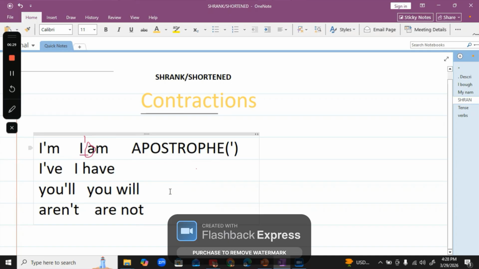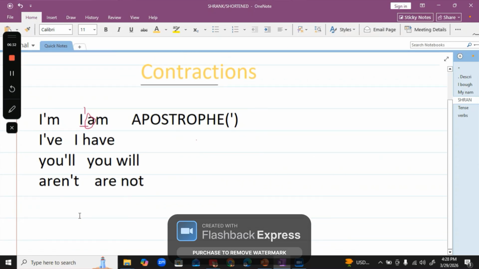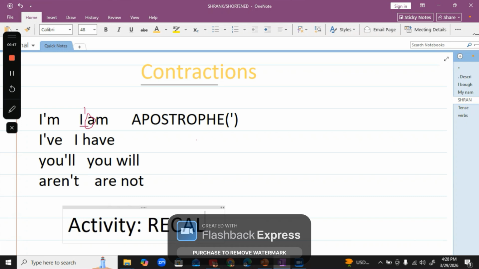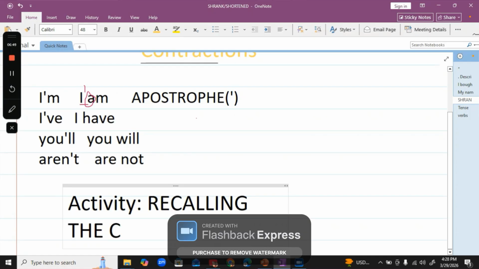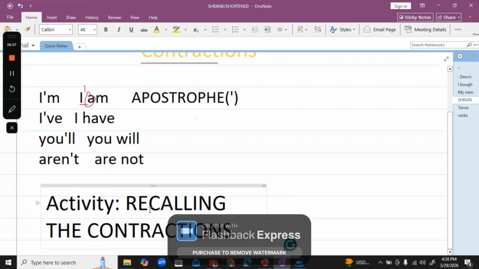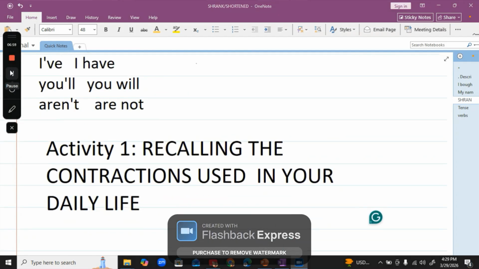Just write activity one on the top, online classwork, write activity one on the top, and start writing them. I'll be giving you 2 minutes. Just give the heading of activity one and start writing. You have 2 minutes.